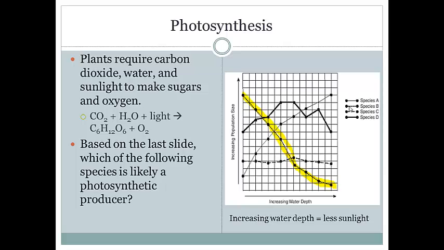So that is going to be species B. That must be photosynthetic because we see the correct relationship there between water depth and the population size.